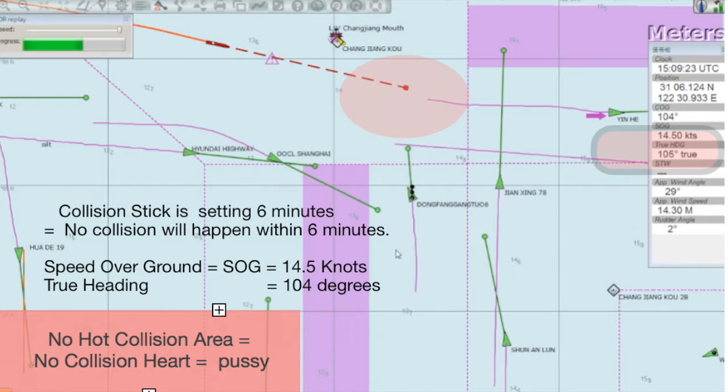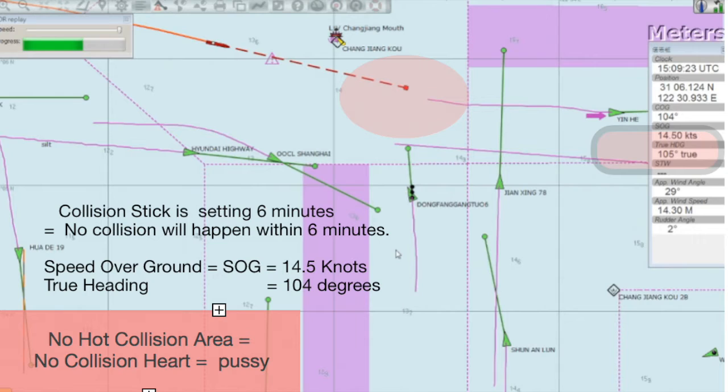Okay, now let's see. The collision stick is set at 6 minutes. This means this line will be covered by our speed in 6 minutes. If there were no other vessels stick close with ours or kiss with us, then there will be no collision. Right now, the ship is heading 105 degrees, so no stick close. This is a safe course.